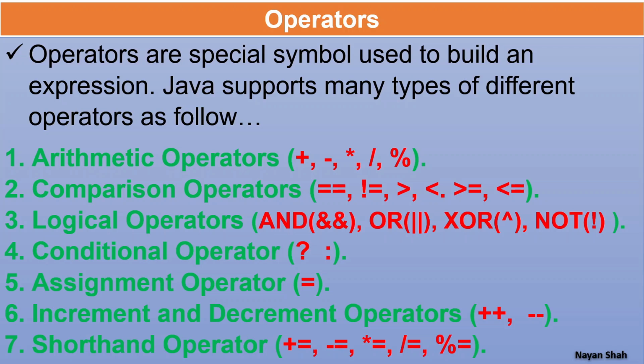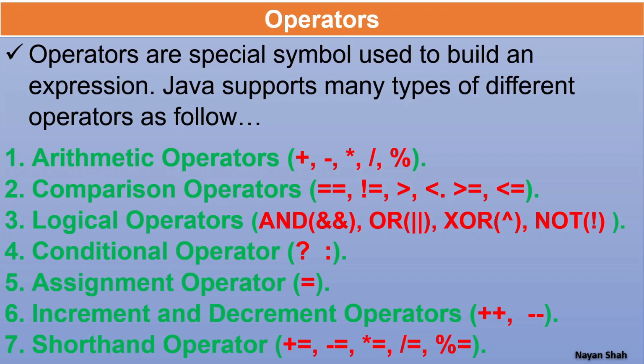Java supports many different types of operators like arithmetic operators: plus, minus, multiplication, division, and the last one, the percentage sign, is called the modulo operator. It is used to find the remainder. Comparison operators are equality, not equality, greater, less, greater equal and less equal. Observe that equality is indicated by a double equal sign. Just to avoid confusion between assignment and comparison, assignment is a single equal and comparison is a double equal.